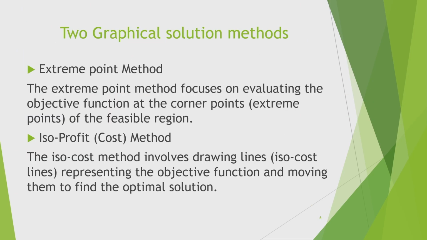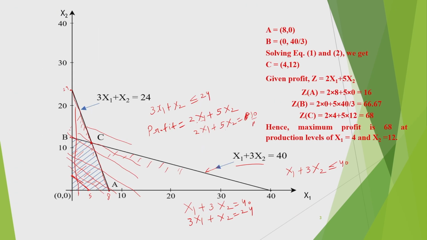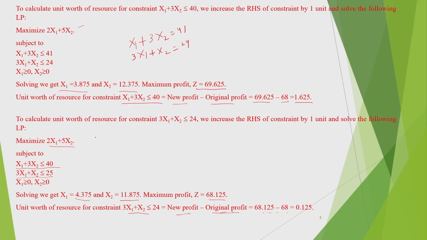So as I mentioned already, there are two graphical solution methods. One is called the extreme point method. The extreme point method focuses on evaluating the objective function at the corner points, which are called extreme points of the feasible region. So you see that I explained through the extreme point method A, B, C, at all these points at all corners I calculated the value.